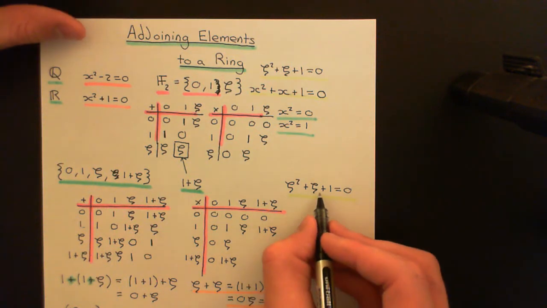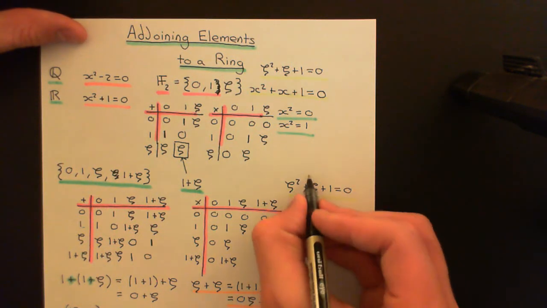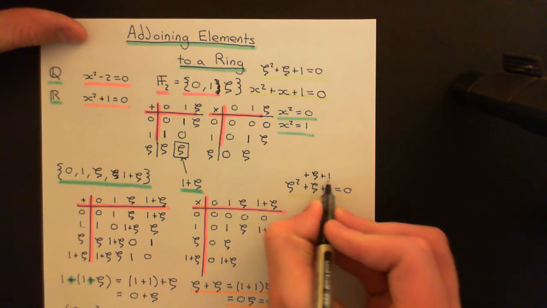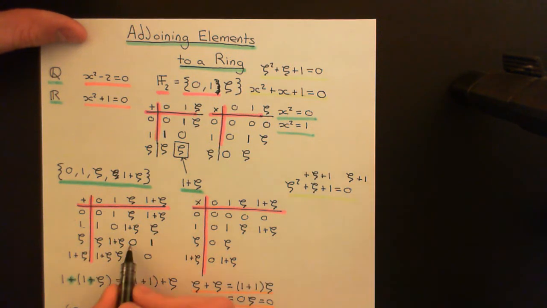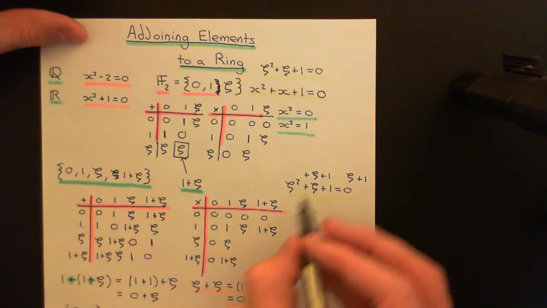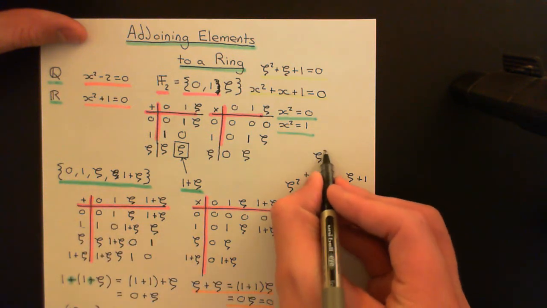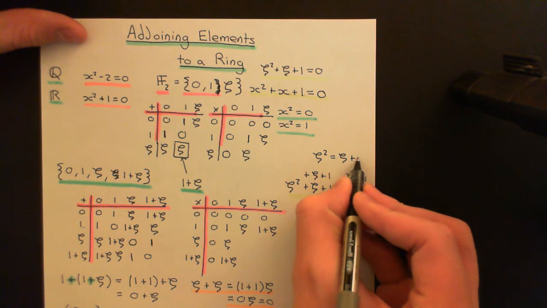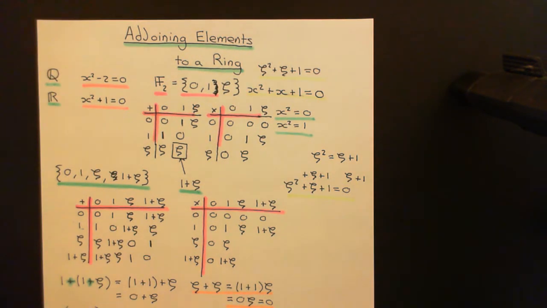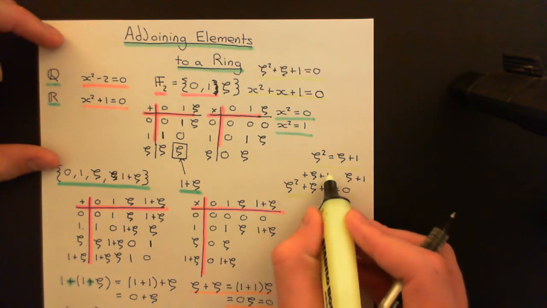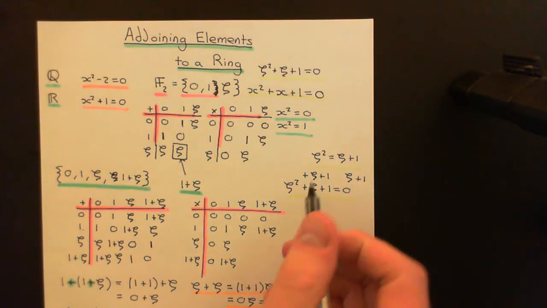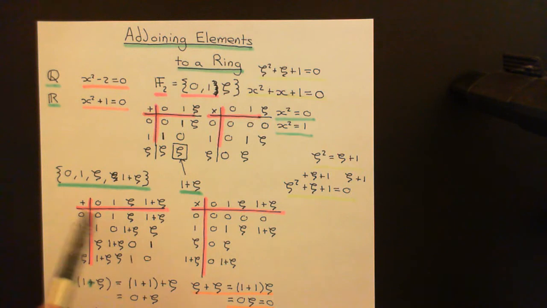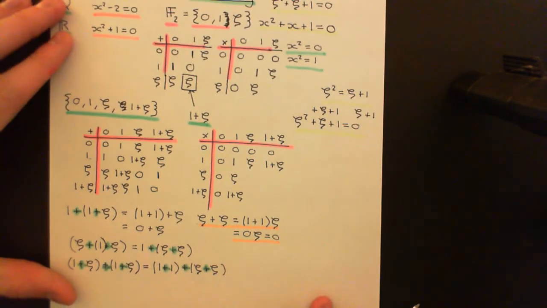So what I can do is add zeta and 1 onto both sides here. And you might think, well, why on earth are you doing that? Well, the reason is that zeta will add to zeta to give 0, and 1 will add to 1 to give 0. So this actually becomes zeta squared is equal to zeta plus 1. I've nicely rearranged that because zeta and 1 are their own additive inverses, basically. In fact, everything is its own additive inverse in this Klein 4 group that we've created here.